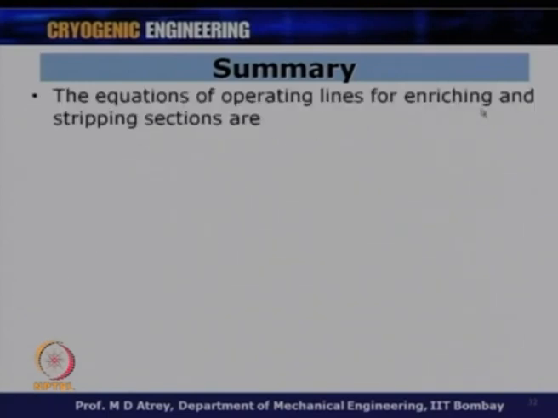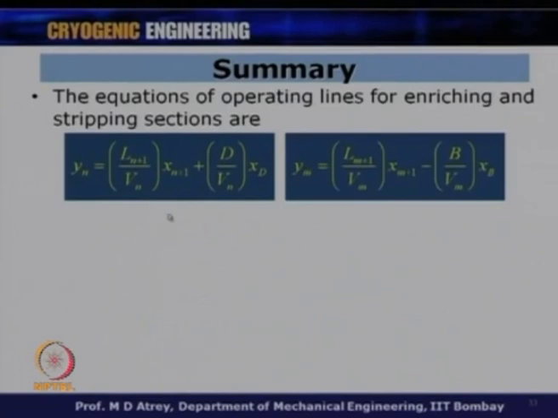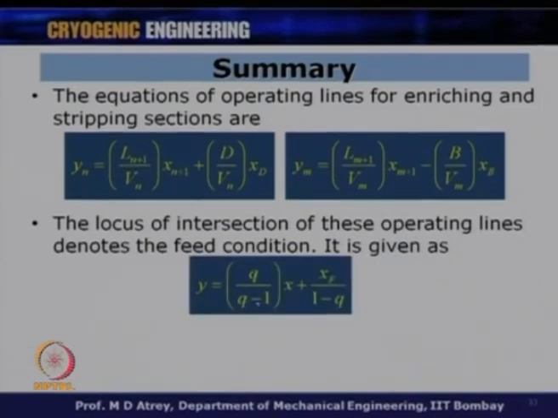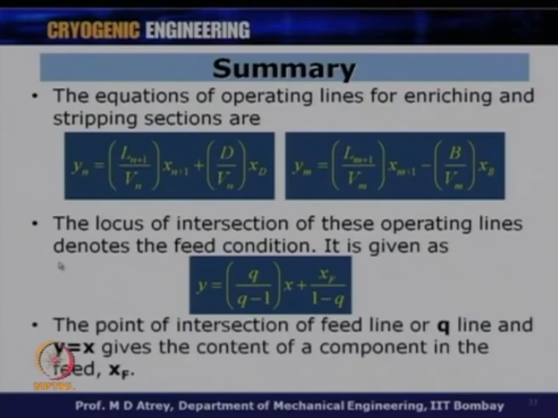The equations of operating line for enriching and stripping sections are this and this. You know this very well now. The locus of intersection of these operating lines denotes the feed condition, and it is given as y equal to q upon q minus 1 x plus xf upon 1 minus q, and q upon q minus 1 is the slope of the feed line. The point of intersection of the feed line or q line and y equal to x gives the content of a component in the feed, which is xf. Alright, so xf denotes the composition of the low boiling component in the feed in this case.